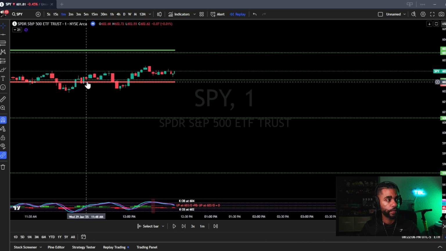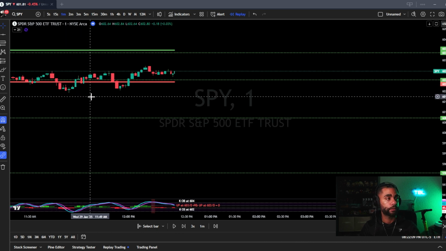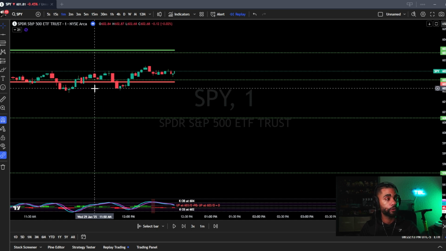You're seeing it's kind of breaking out. You're seeing it's kind of leaning towards puts. You're seeing that you're kind of leaning towards shorts. But it hasn't confidently closed yet.